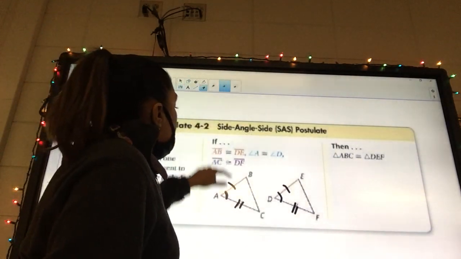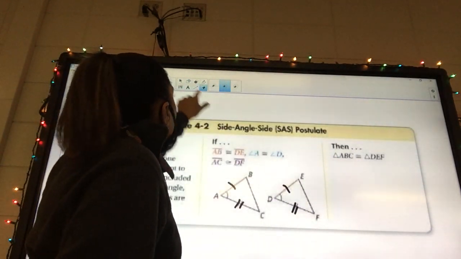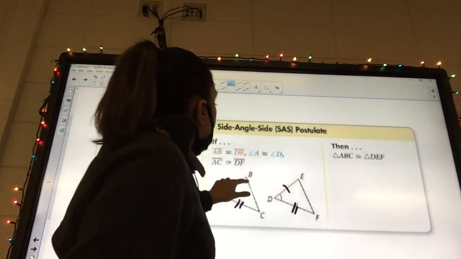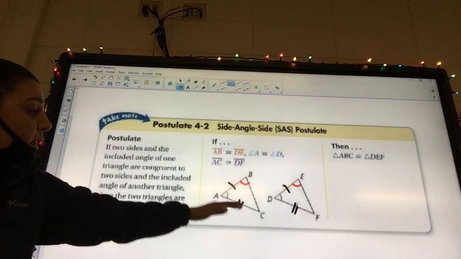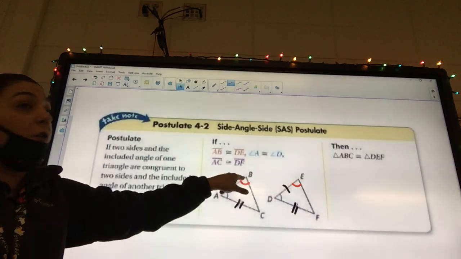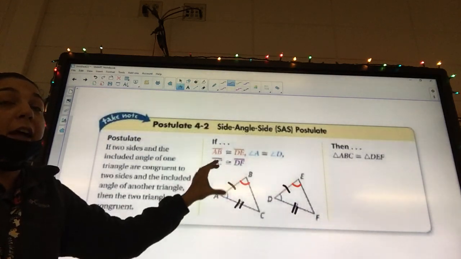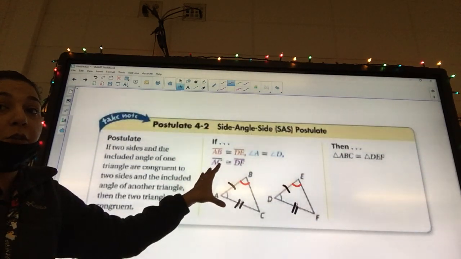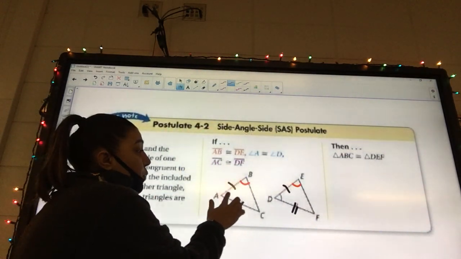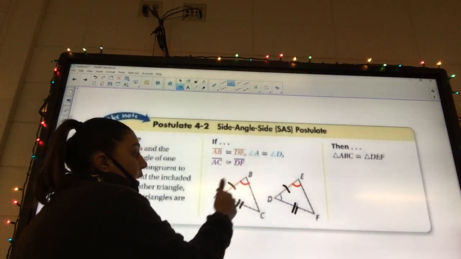So if we were to look at this picture, and we have this angle, a side, and then another side, and then an angle, that is not the postulate. It has to sit in between those two sides. Does everybody understand that? Because otherwise you're going to screw it all up today. The angle has to be in between the two sides, so it has to say side, angle, side.